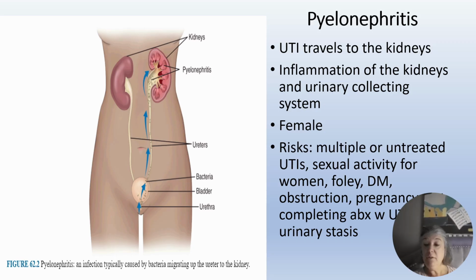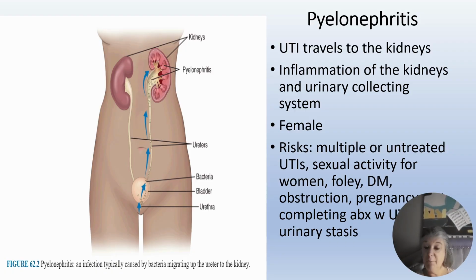All right, pyelonephritis. This is where your good old-fashioned UTI travels up the urethra to the kidneys, okay? So we end up with inflammation of the kidneys. It can affect the bladder. Females are at greatest risk, just like UTIs, all the normal risk factors. Multiple or untreated UTIs are a risk for pyelo.